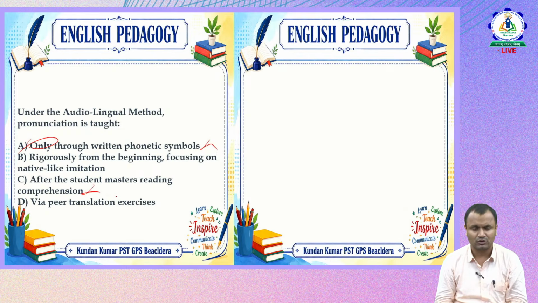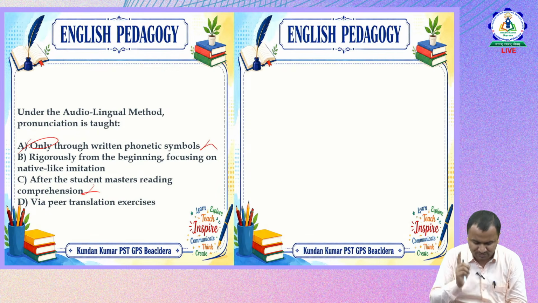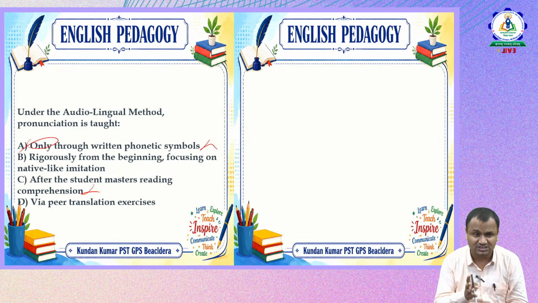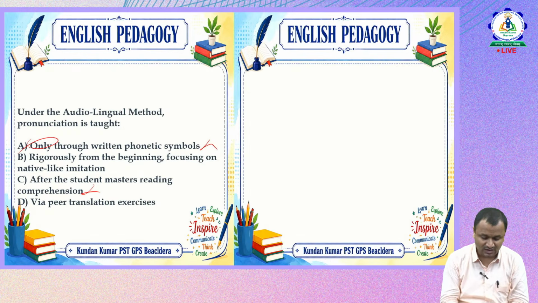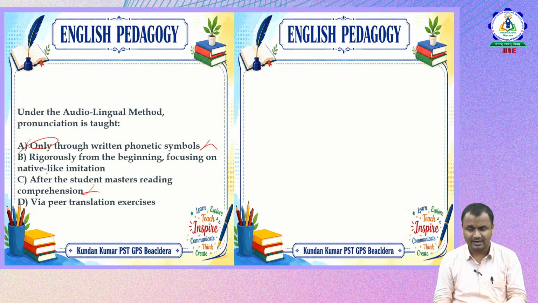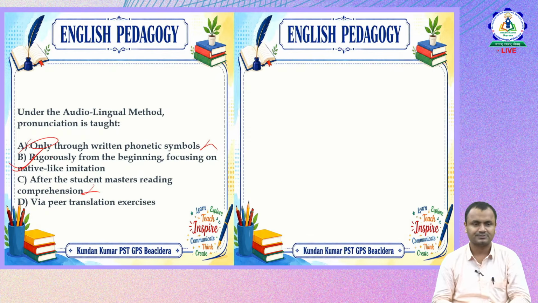We do not focus on reading, we do not focus on comprehension, we do not focus on understanding. What we bother for is to make the student speak like a robot, like a machine, able to just follow, just imitate, just mimic. That is rigorously from the beginning, focusing on native-like imitation. What we say to the learner is, pronounce the word the way the speaker is pronouncing it in the audio. So from the beginning we focus on pronunciation, option B.